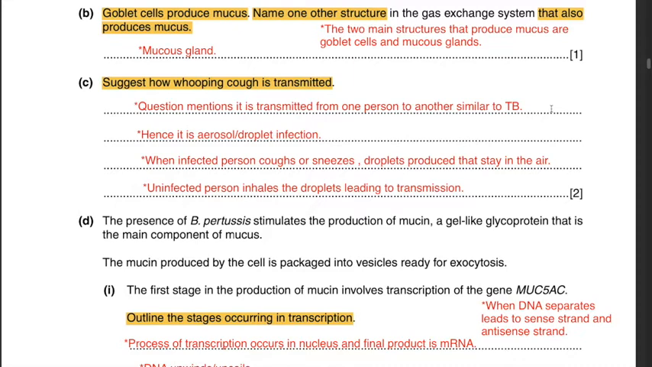Well, when an infected person coughs or sneezes into the air, droplets will be produced that contain the specific pathogen, and these droplets will continue to remain in the air. Then when an uninfected person inhales the droplets, it leads to transmission of whooping cough, and those key points will land you 2 marks.